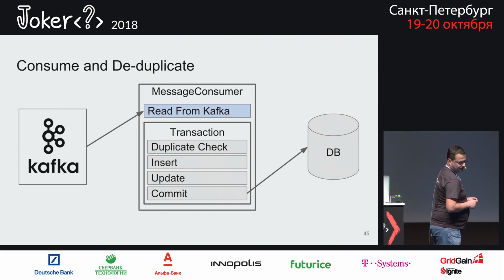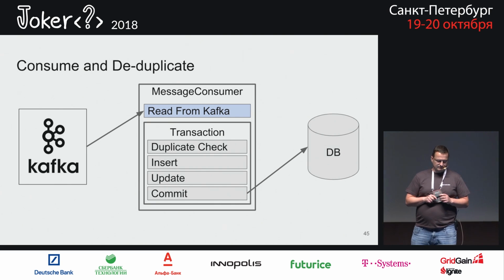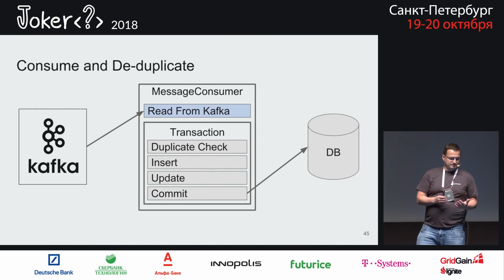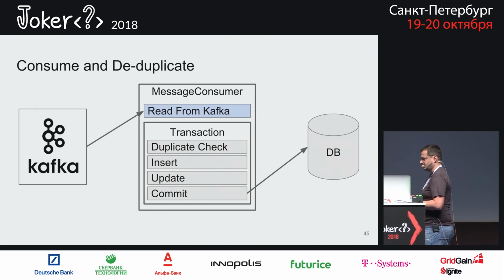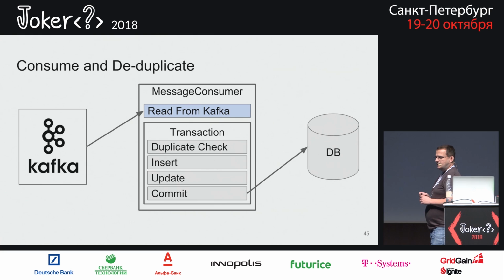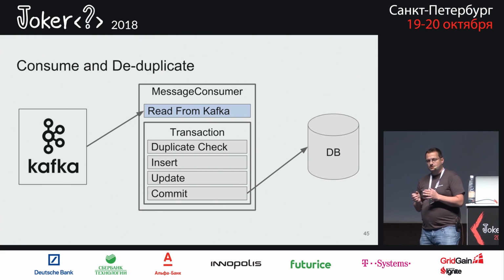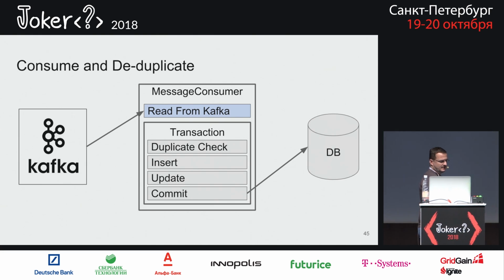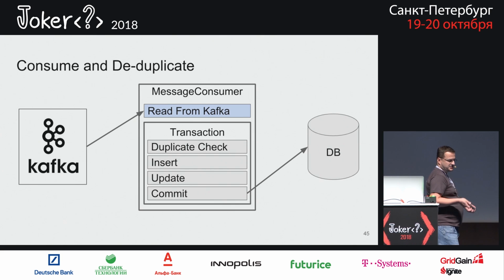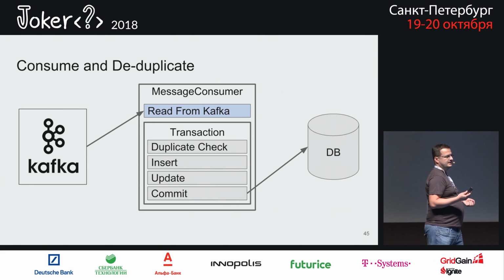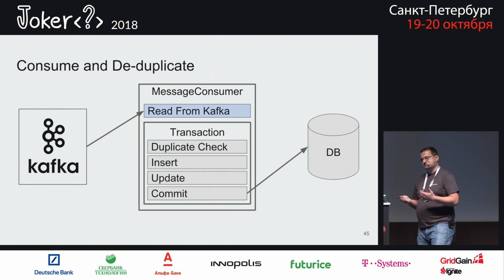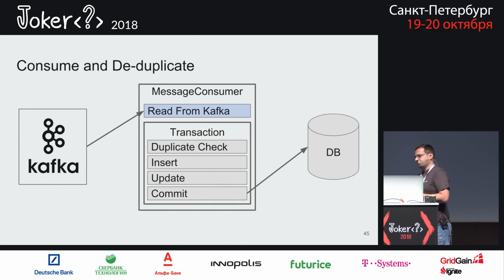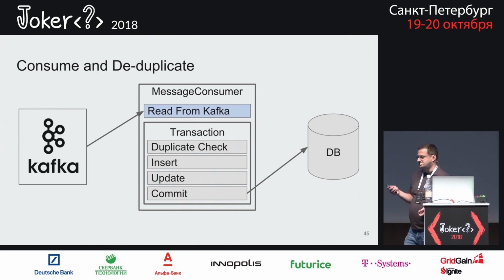So how does the consumer side look? Essentially, reading from Kafka, setting up a poll loop, and then you again start your local database transaction. This transaction does a duplicate check on this unique ID, and again does whatever it needs to do, like running business logic, inserts, updates, and commits in the end.